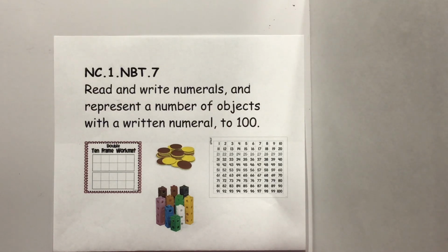Today we are going to talk about the North Carolina First Grade Standard NBT 7: Read and write numerals and represent a number of objects with a written numeral to 100. You may notice that some students are in the progression level of counting by ones. 10 frames are a great tool to use when teaching this standard.